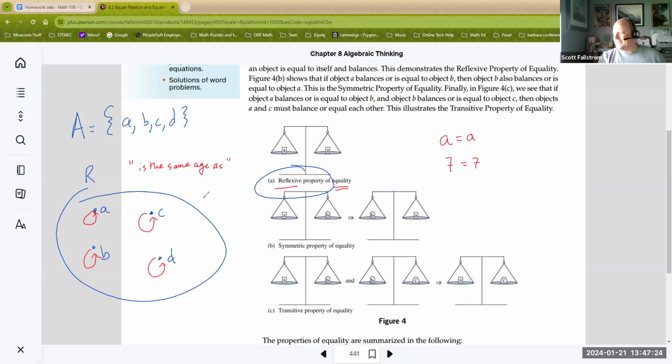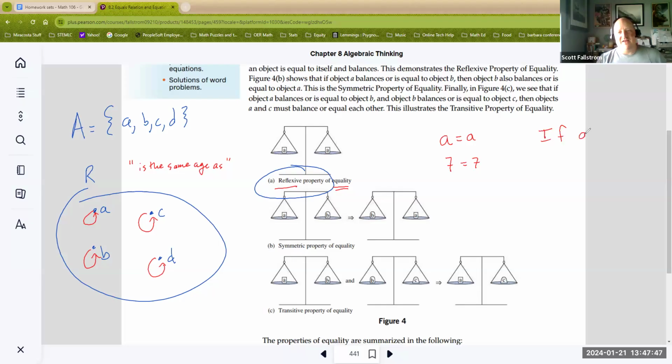I don't think I said is dating. I mean, you're not dating yourself. I need that one for the next one, but I'll get there in just a moment. So if person A is the same age as themselves, person B is the same age as themselves, person C is the same age as themselves, person D is the same age as themselves. That's what reflexive means.